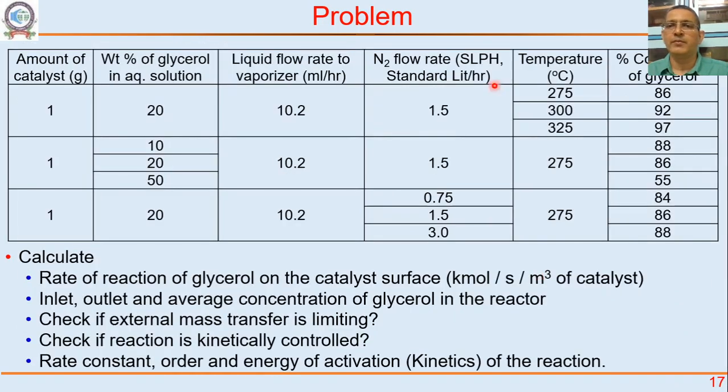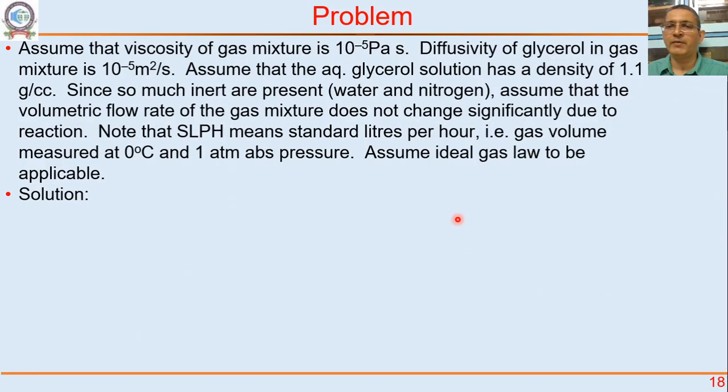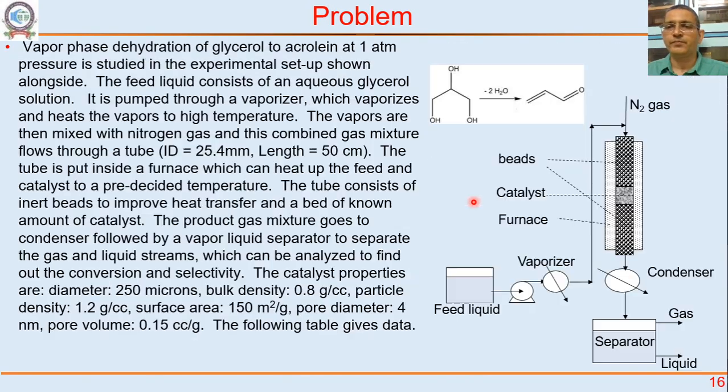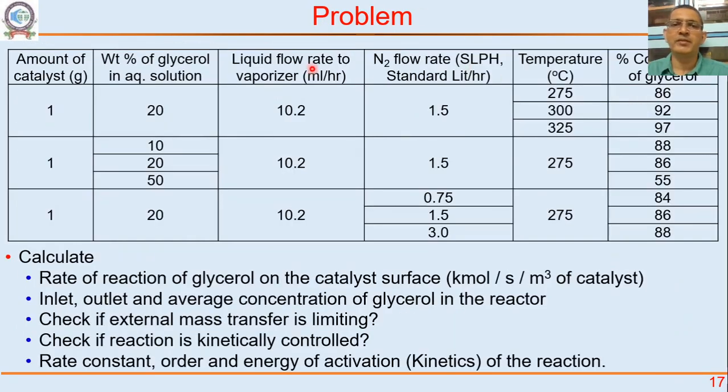Nitrogen flow rate in standard liters per hour. Standard liter per hour means liter per hour measured at 1 atmosphere and 0 degrees centigrade. So this is the nitrogen flow rate: 0.75, 1, 1.5, 3 standard liters per hour. Take care of units. This is liter per hour. This is ml per hour.